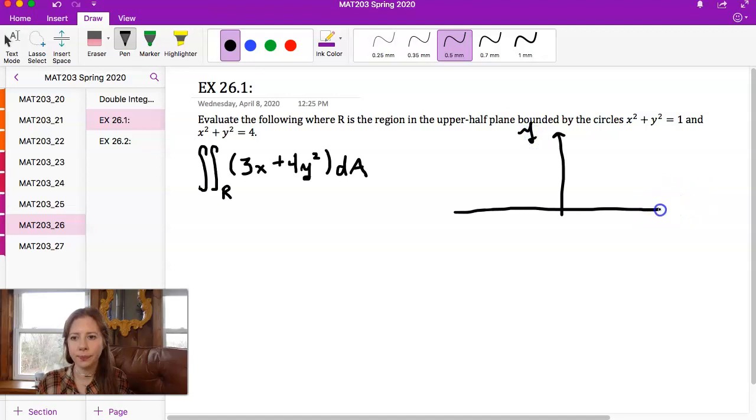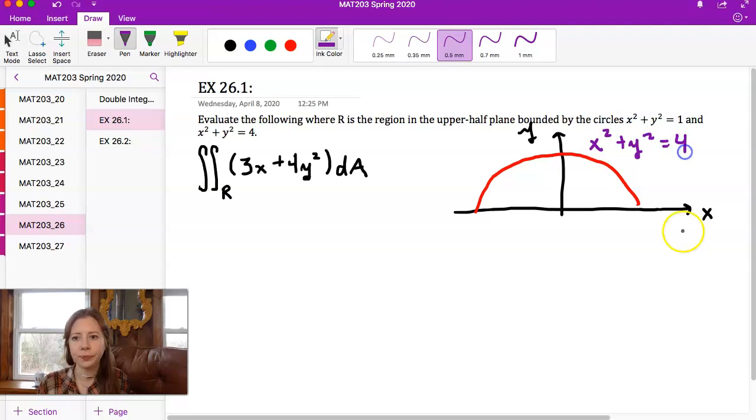So we have y, and we have x. And so our upper bound was set by the equation x squared plus y squared is equal to 4, right? So that would mean that we have x going from -2 to 2, and y is just going to be up to 2 because we're looking at the upper half plane.